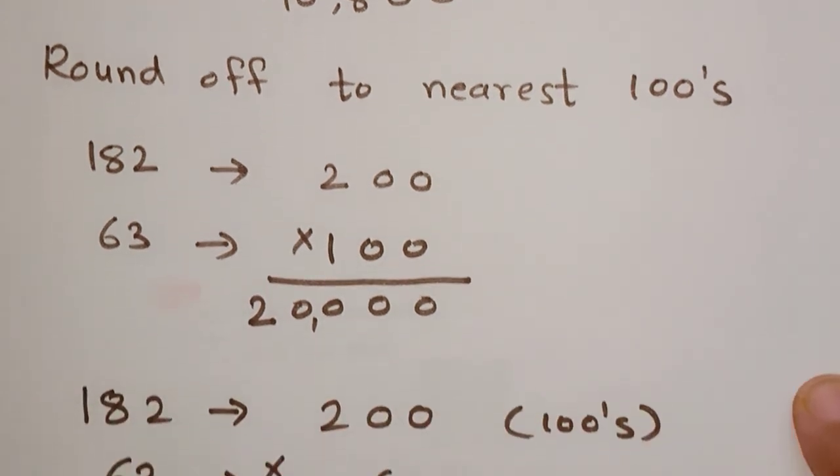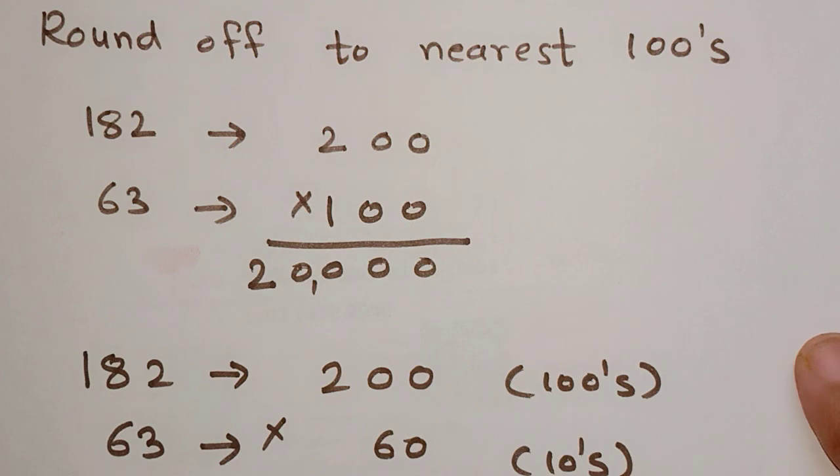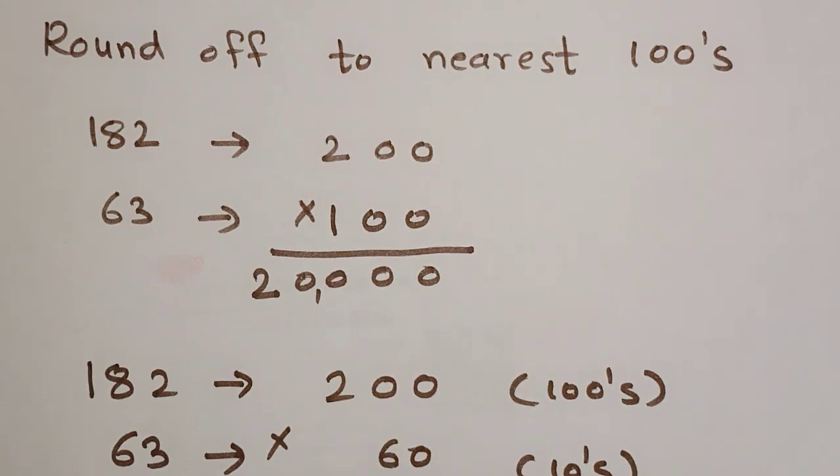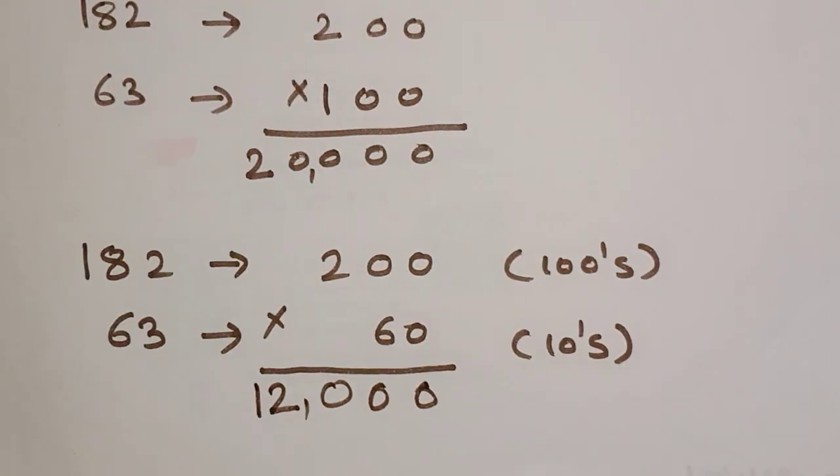The next method is to round these numbers to a suitable place. What I have done is I have rounded 182 to the nearest hundreds, which is 200, and 63 to the nearest tens, which is 60. So I got the answer 12,000. It is a good estimate of the product and quick also.